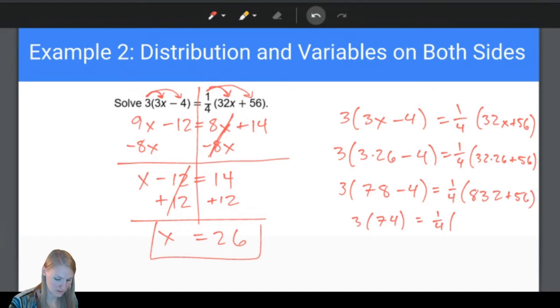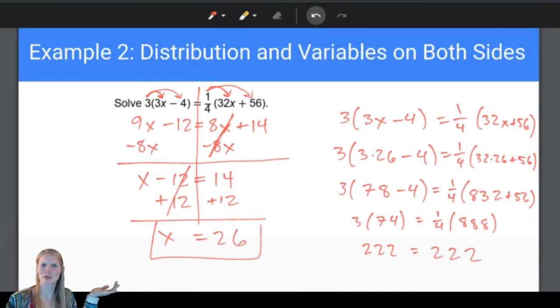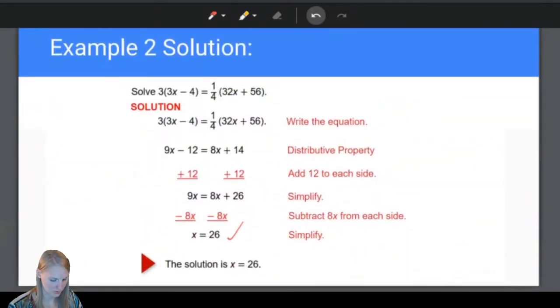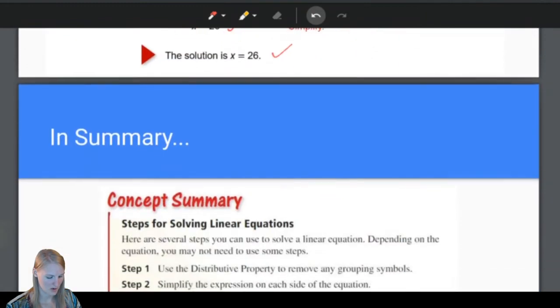832 plus 56 is 888. 3 times 74 is 222. And 888 divided by 4 is 222. Is 222 equal to 222? Yes, it is. So x equals 26 was correct. I see why they didn't tell us to check our solution, because that was a tiny bit complicated. But good practice. Always good practice with PEMDAS. All right, wonderful. Let's check and make sure we were correct. x equals 26. Beautiful. Okay.